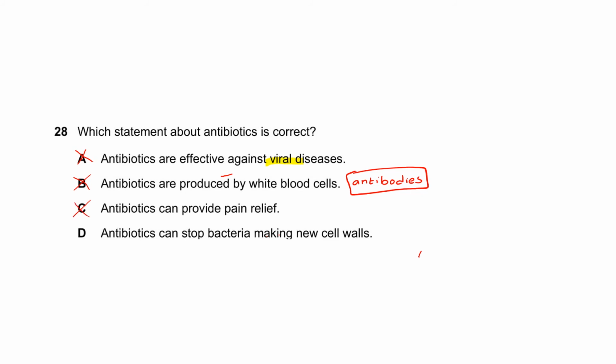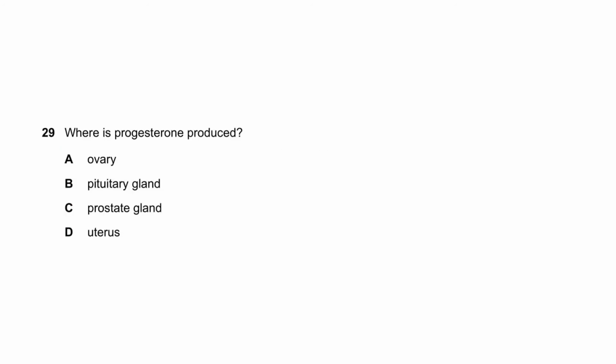Antibiotics can provide pain relief. This is wrong. They don't provide pain relief. Antibiotics can stop bacteria making new cell walls. This is true, which is actually the reason it only works with bacteria and not viruses. Viruses don't have cell walls, so antibiotics are not effective towards them. Question 29 says, where is progesterone produced? Progesterone is produced in the ovary, so A.